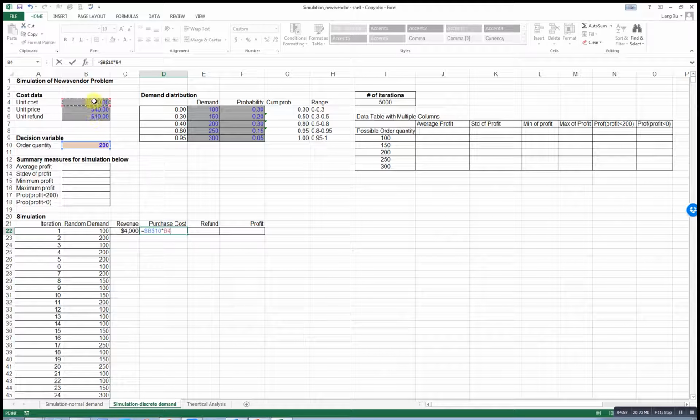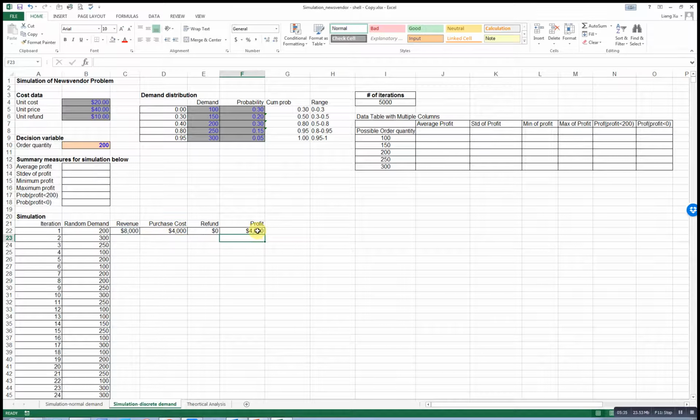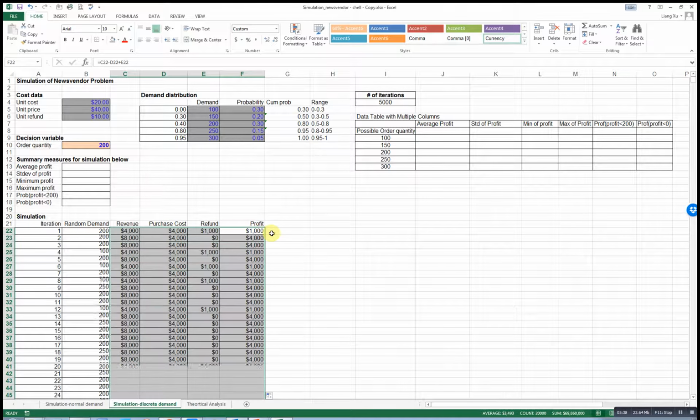The total refund you have is the unit refund you get, multiplied by the total amount of leftover, which is the order quantity minus the demand, and you have to choose the positive part, because this is true only if the difference is positive, since in that case you have some leftover. Then you get the refund. The profit is just the revenue minus the cost plus the refund. That's your profit, and you can double click to replicate it into different cells.